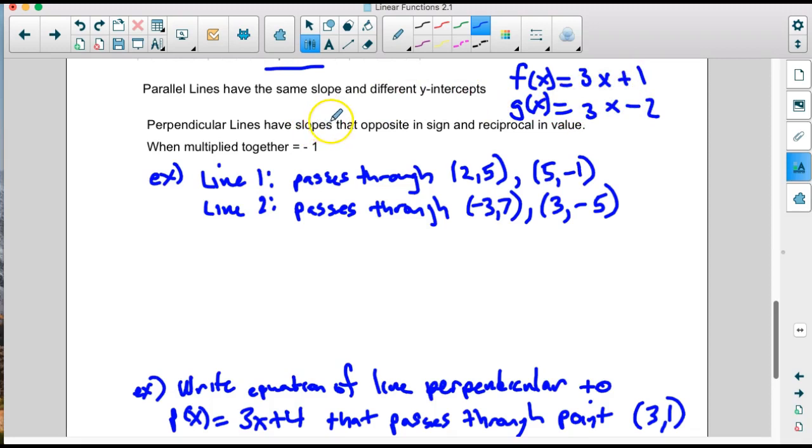Perpendicular lines have slopes that have opposite signs and reciprocal in value. So if I wanted to write an equation that's perpendicular to these two, let's say h of x in this case, what we're going to have to do is take an opposite sign, so it's going to be negative, and the reciprocal. So the reciprocal of 3 is 1/3. And then we can have any y-intercept we want. The y-intercept could be the same as up here. We could have it as a +1 here.